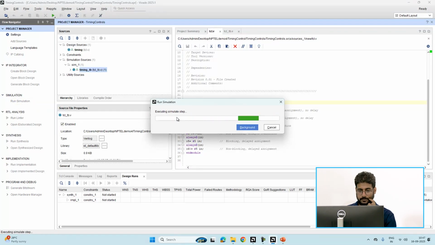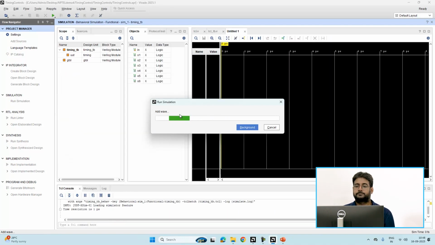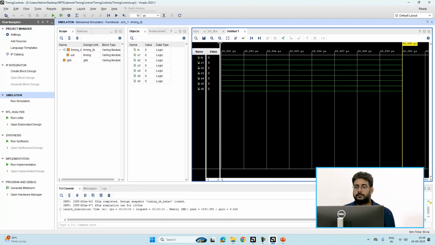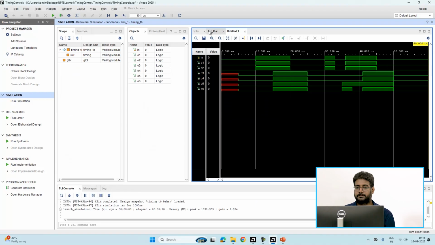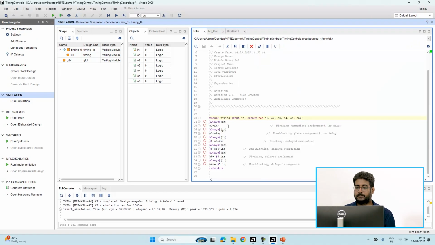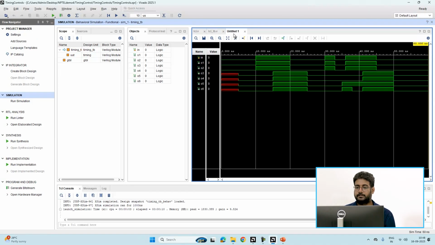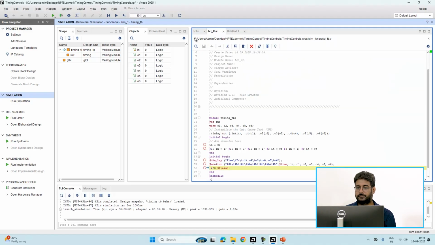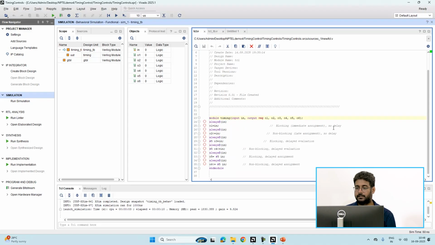So executing. Yes. Then o1 is immediately assigned. So here it is o1, immediately assigned. Input changes, and at the same instant it got assigned here. And there's a glitch here, and this glitch also got assigned in this case of blocking immediate assignment with no delay.